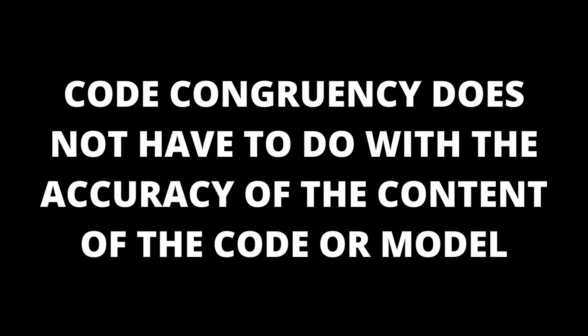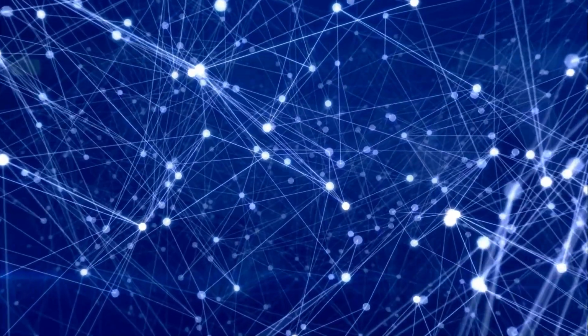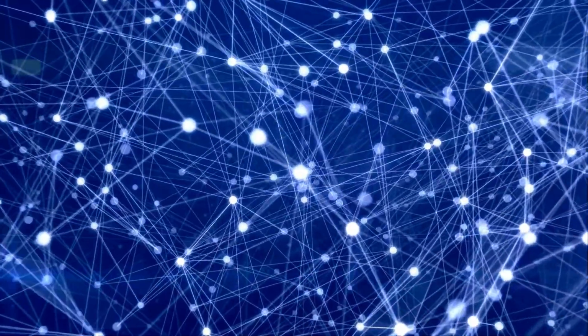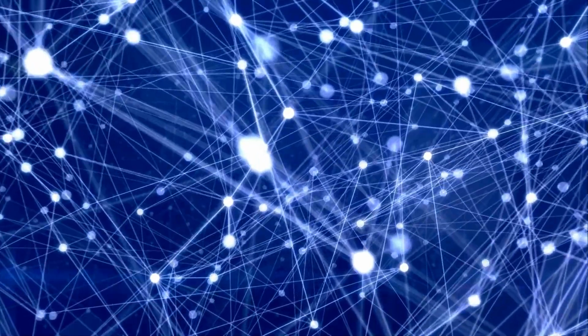Her poor performance on the second day was not brought on by the fact that she was conscious of the process, but rather because the code used to model her process was not congruent with the structure of the actual process. Code congruency does not have to do with the accuracy of the content of the code or model. The most important thing is that the relationships between the elements and events in the model are congruent with the relationships between the elements and events making up the system we're modeling.